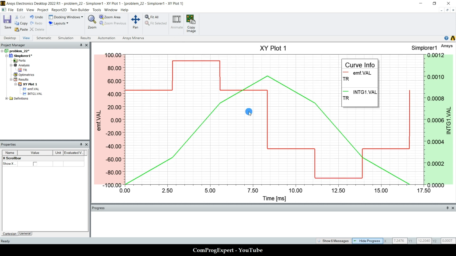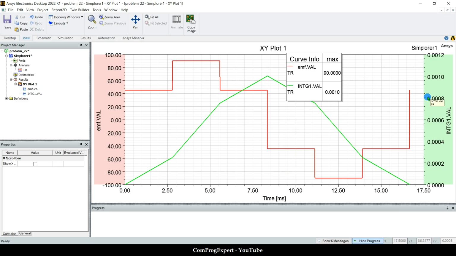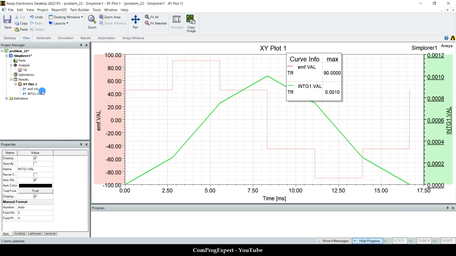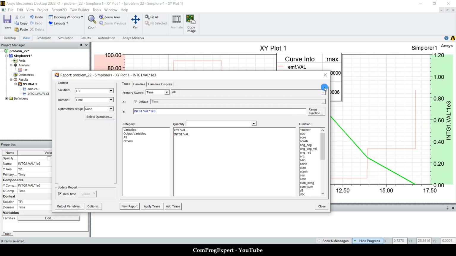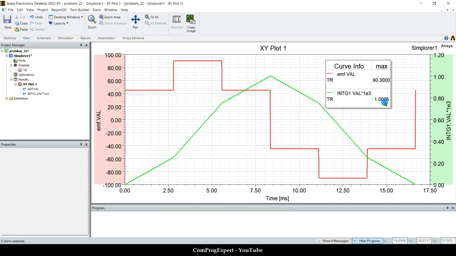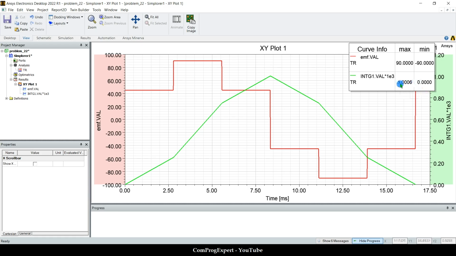So we have this variation for the voltage waveform and the flux. Now let's calculate the maximum values. The unit here is Weber. We can multiply this integral by 1e3 to make the unit milliweber. As you can see here, the maximum is 1 milliweber, and the minimum is 0. This is the maximum and minimum value of the voltage, and here are the maximum and minimum values for the flux.